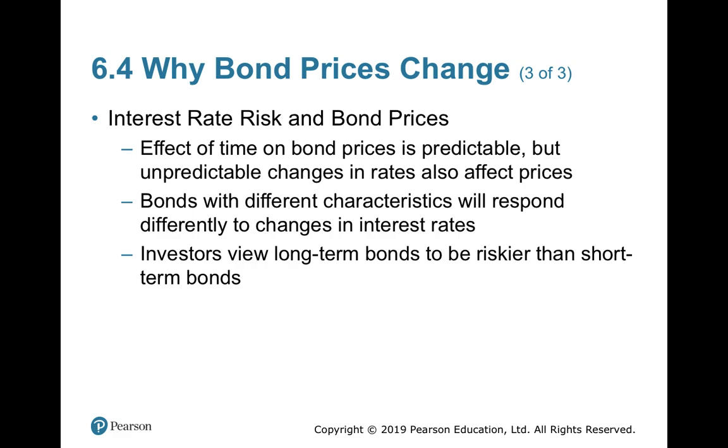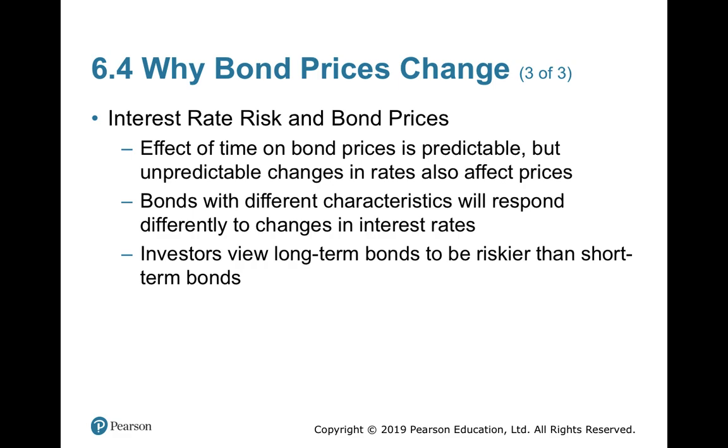For example, what are the characteristics we have seen in the very first video? Bonds with different maturity will react differently. Bonds with different coupon rates will react differently. Bonds with different time have a kind of pattern, which we will see now. Similarly, bonds with a different coupon will also react differently, as we will see now.